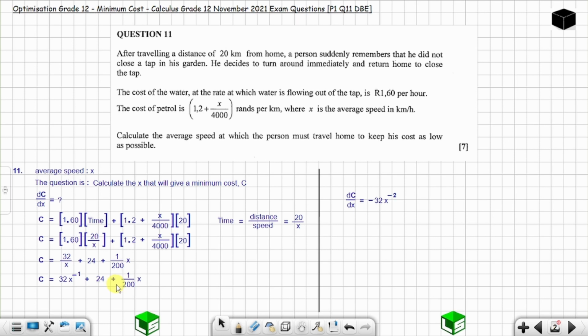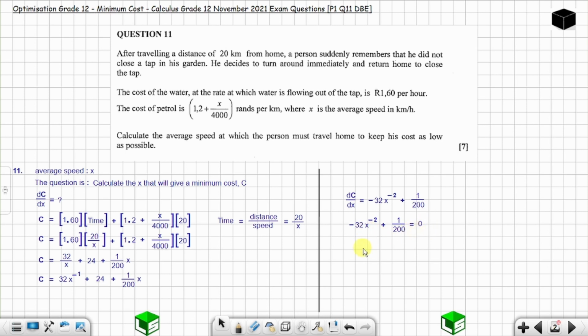Let's carry on. The derivative of 24 is 0, because it is a constant. So this is 0, plus the derivative of the last term, which is 1 over 200. After you have your derivative, to solve for x you equate it to 0, and so you can solve for x.